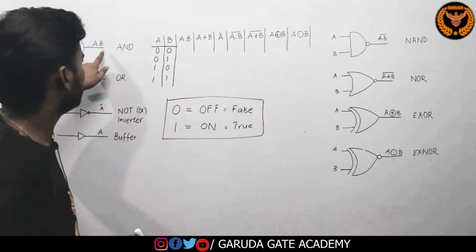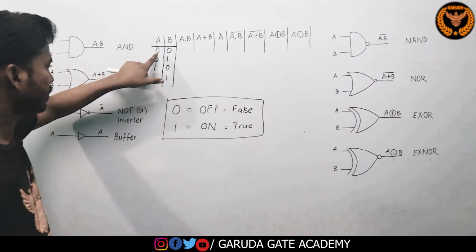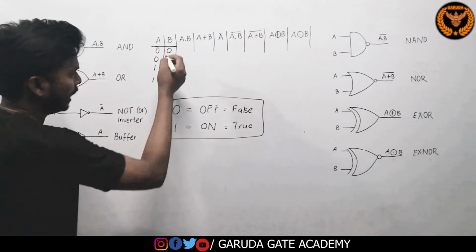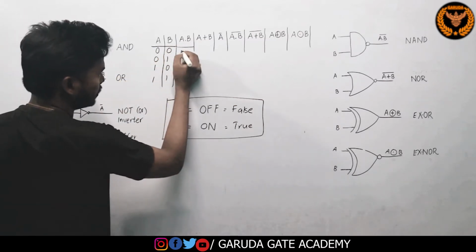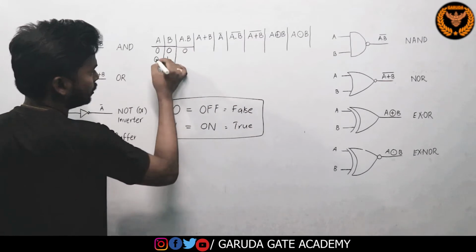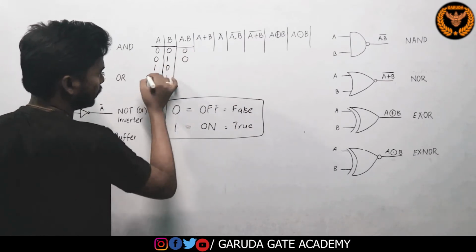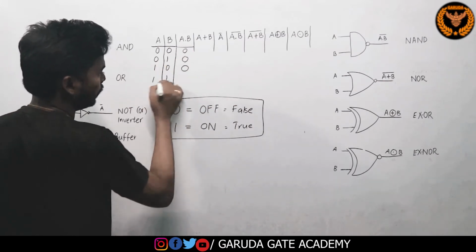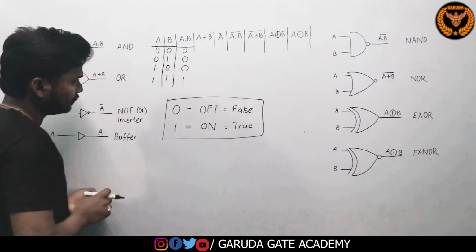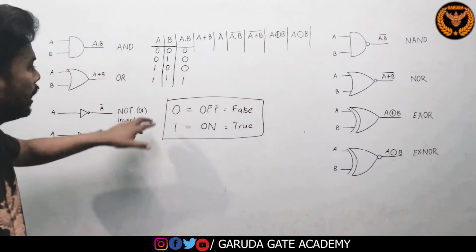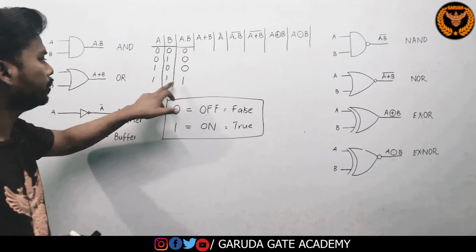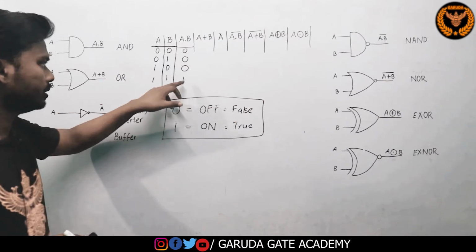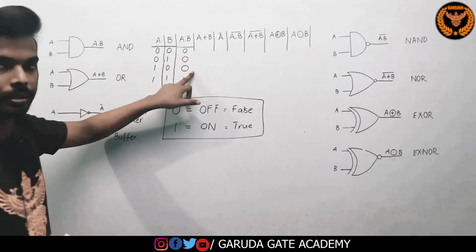Okay. So now we shall see ANDing of 0 and 0. ANDing of 0 and 0 is 0. 0 and 1 is 0. 1 and 0 is 0. 1 and 1 is 1. Okay. So if you AND 1 and 1, then only it will be 1. Otherwise, in all the cases, it will be 0.